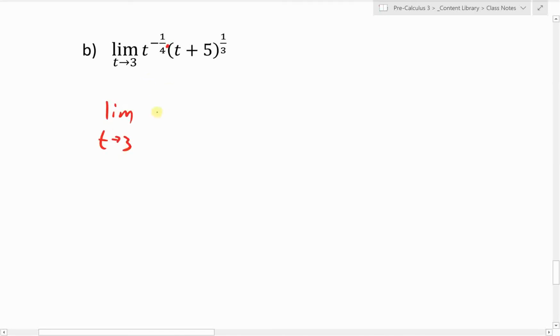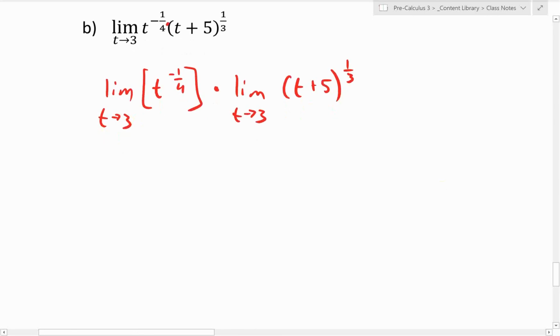We'd have the limit as t approaches 3 of t to the negative 1/4 power, multiplied by the limit of the other factor, the limit as t goes toward 0 of (t + 5) to the 1/3 power. And then we can break this apart even more. We can move this power outside of the limit. The limit of t to some power is equal to the limit of t to that power. We can take the limit first and then evaluate the power.